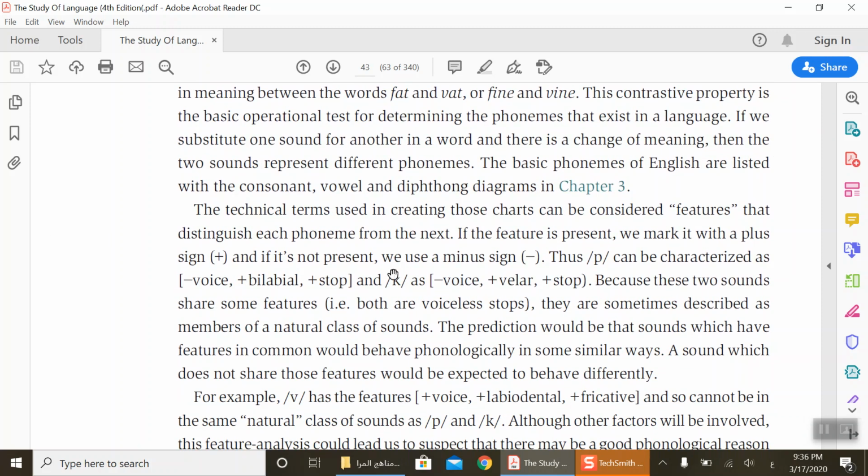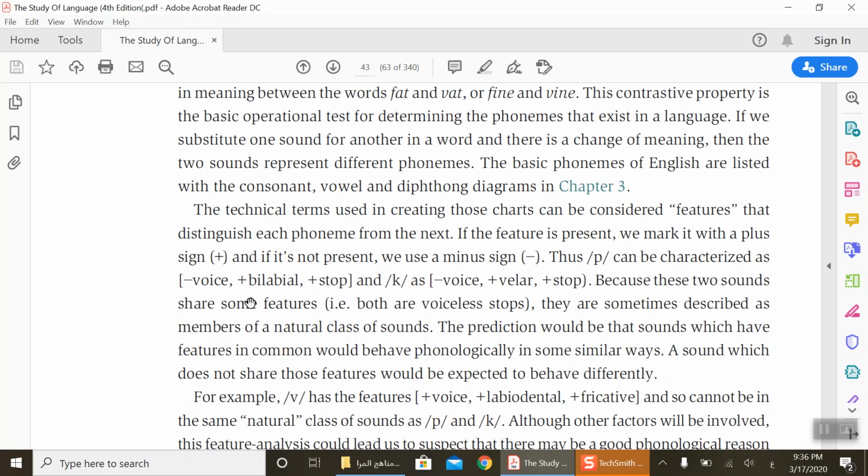Each phoneme has its own characteristics, its own properties, its own features. How do we distinguish each phoneme from the others? You can mark these with a plus sign or a minus sign.